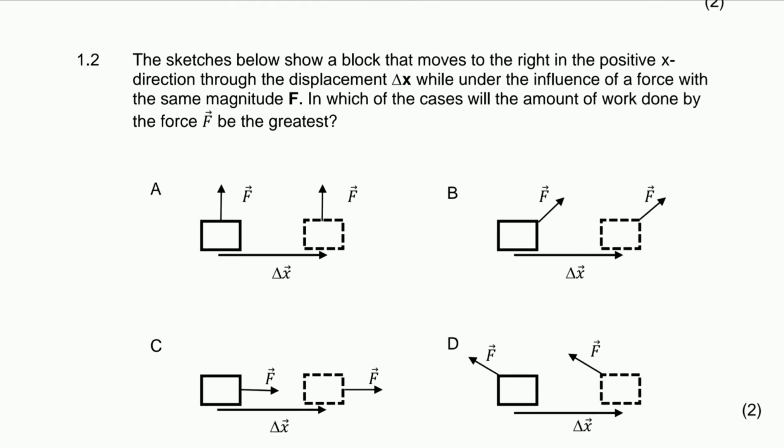Question 1.2. The sketch below shows a block that moves to the right in a positive x direction through the displacement delta x. Note that the displacement in each case was to the right. This is going to be the displacement to the right in all the cases. And the question says, while under the influence of a force with the same magnitude F, and the magnitude of the force in all the cases is going to be the same. In which one of the cases will the amount of work done by the force F be the greatest?